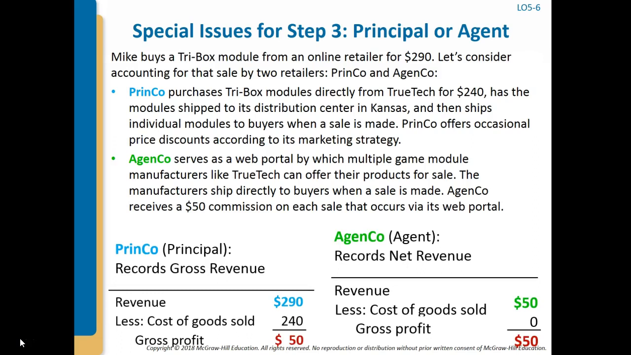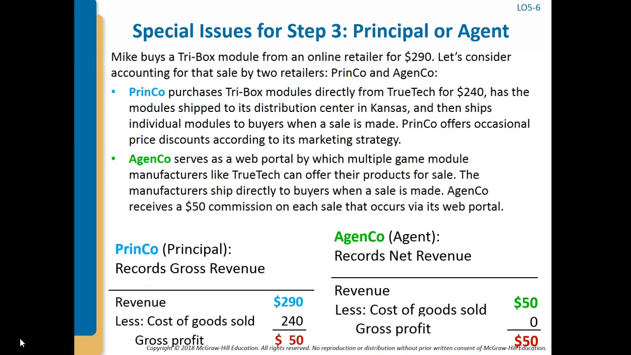As an example of the principal-agent distinction, let's say Mike buys a TriBox module from an online retailer for $290. Let's consider accounting for that sale by two retailers, Princo and Agent Co. Princo purchases TriBox modules directly from TruTech for $240, ships them to its distribution center, and then ships the individual modules to buyers when a sale is made. Here, because Princo is responsible for fulfilling the contract, it bears the risk of holding inventory and has latitude in setting the sales price. The evidence suggests that Princo is a principal in this transaction.